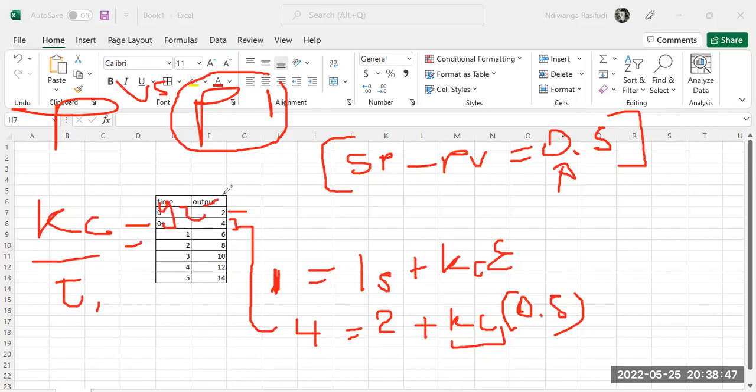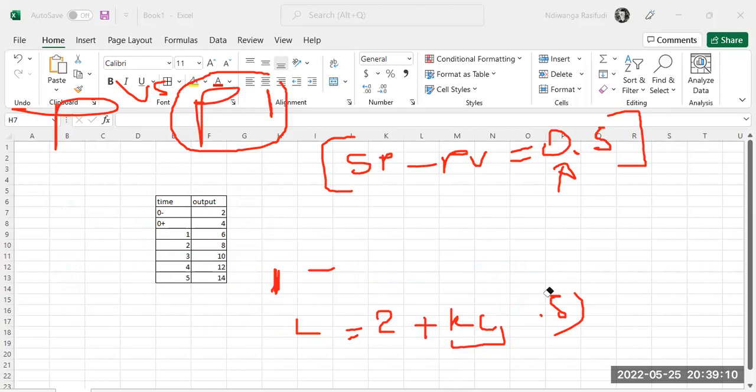y2 minus y1 over x2 minus x1. So if you're using Excel, you won't have to do this. We'll just have to do a few clicks, and then you get your answer. When you ask Excel for the equation of the graph, it will also give you the slope, since it will be y is equal to mx plus c. Does that answer your question?